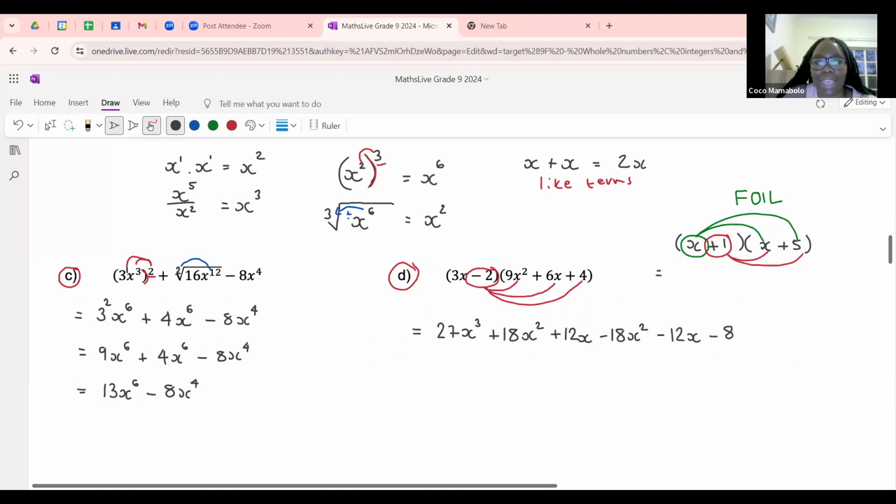All right, am I done? Have I done everything? Nope, I'm not done. I need to add and subtract like terms, right? I can see that 27x cubed doesn't have like terms, so that's just going to be 27x cubed, right? What do I notice? Does anybody see anything interesting?